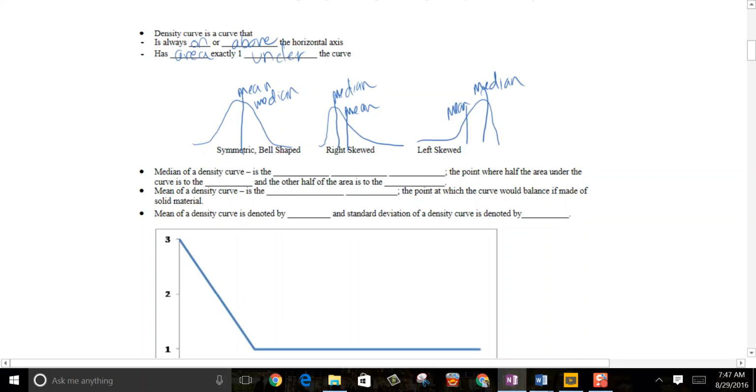The median of a density curve is the equal areas point. So notice we switched to talking about area. The equal areas point is the point where half the area under the curve is to the left and the other half of the area is to the right.